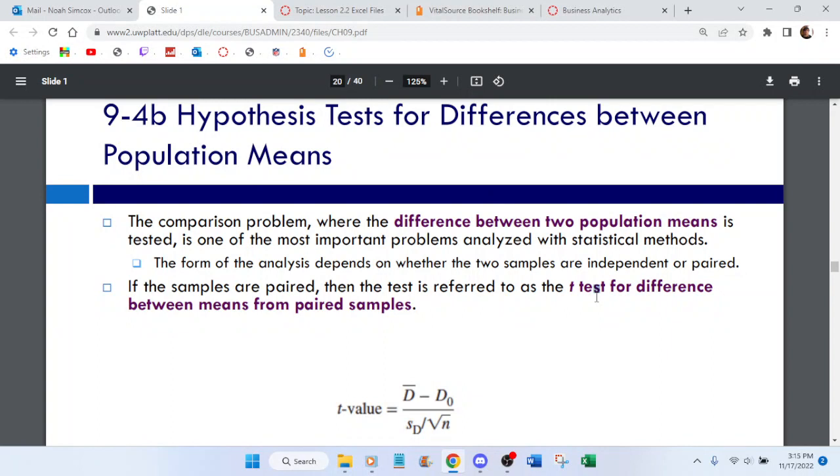Hypothesis tests for differences between population means. Man, it's going to be sad if I can't do this assignment today. Oh my gosh. There's going to be so many problems. I somehow doubt I'm going to be able to finish them all today. Dude, I might have to turn this in 2 days late. 2 days late. Just great.